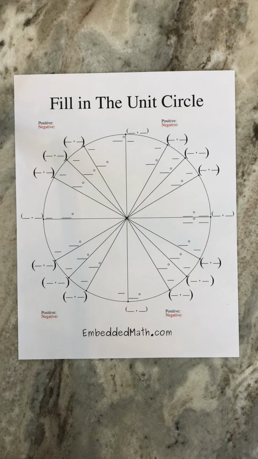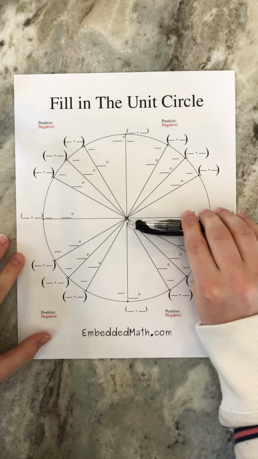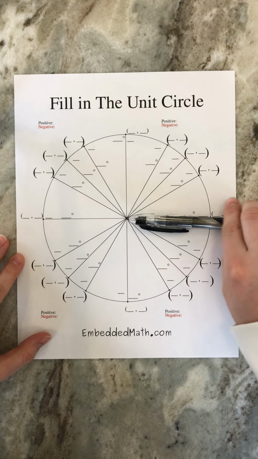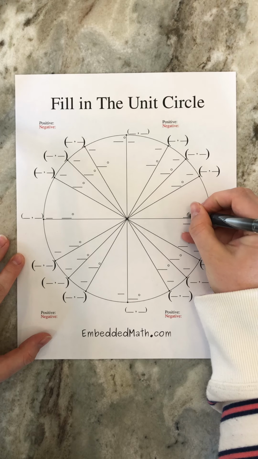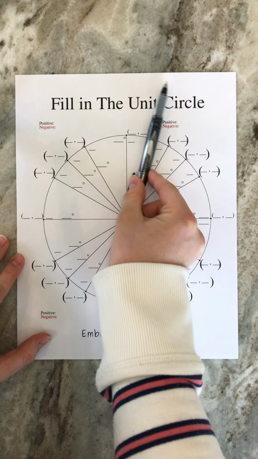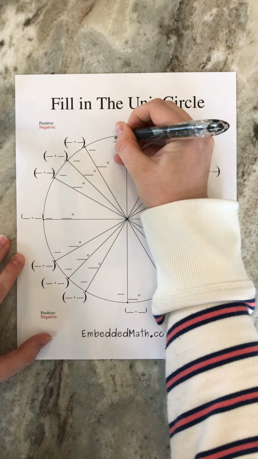So I want to start by just labeling the degree measures on this circle. We're starting here in the initial position, is what we call this, along the x-axis. If we were just starting right there, there's no rotation, so we are at 0 degrees. If we took our angle and rotated it up to here, that's a 90-degree rotation. So that is 90 degrees.